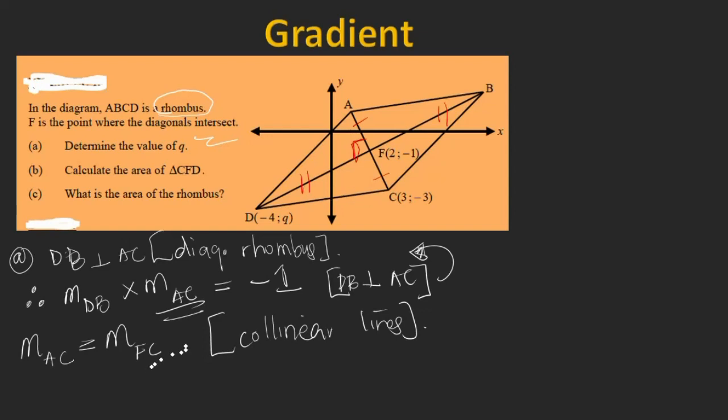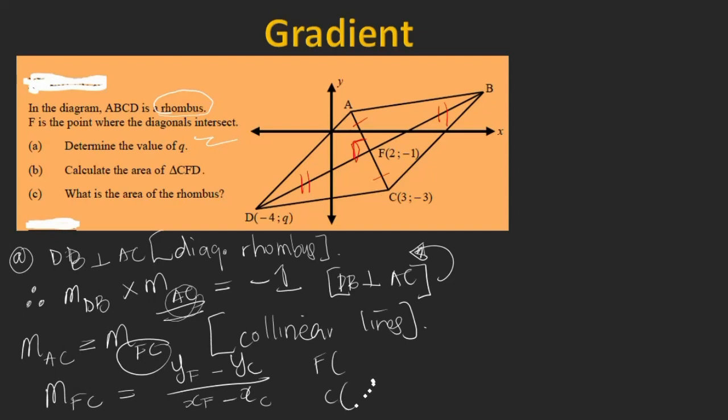We good. So which means if I have the gradient of FC, then I have the gradient of AC, right? So now how do I find the gradient of FC? I can use the coordinates F and C, right? So gradient of FC is equal to y at F minus y at C all over x at F minus x at C. Remember not to swap things around. Coordinates for F, I have 2 and -1. Coordinates for C, I have 3 and -3. Then I go to my substitutions.